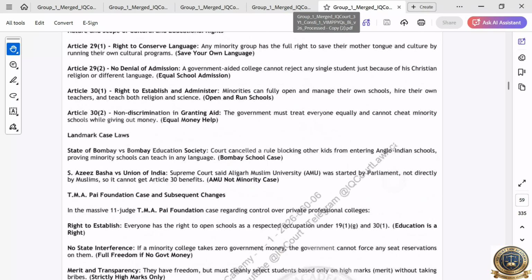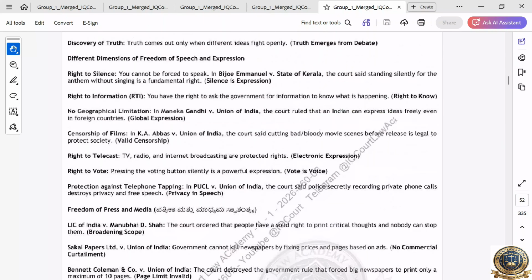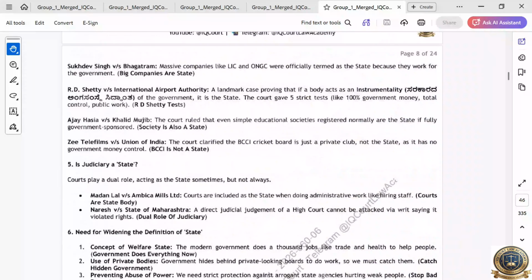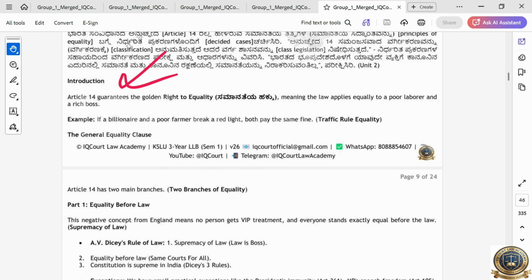This one we have explained in our study materials in a very simplified manner. I will explain this. So this is one of the important questions. This is Article number 14. See, Article 14 guarantees the global right to equality, meaning the law applies equally to the poor labourer and the rich boss, both.